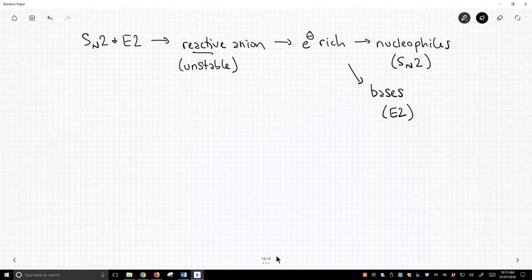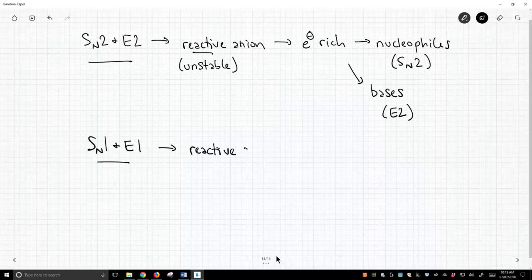Now we're going to change things up and go to the other half of the big four, and I lump together the SN1 and E1. What's going to be distinctive about the SN1 and E1 is we're not going to have a reactive anion. Make that clear: there is no reactive anion. Therefore, our first impulse is not going to be to have a strong nucleophile go attacking something, or a strong base doing a deprotonation.